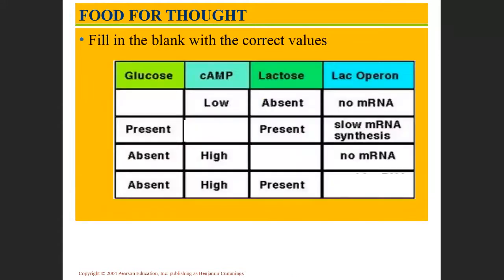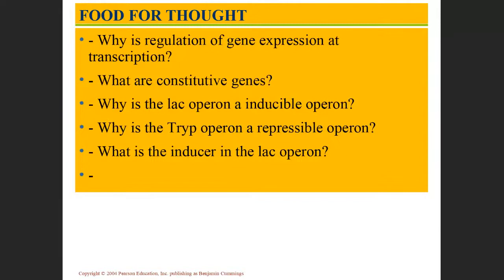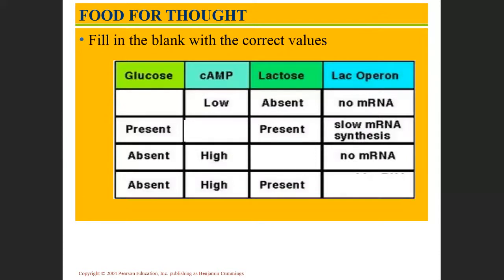So just know what we mean by gene expression being regulated at the transcription level, know what constitutive genes are, and what an inducible operon is versus a repressible operon. Remember the two examples we have for each. The inducer in the lac operon is lactose, the repressor in the trp operon is tryptophan. And then given any of these scenarios, you should know what's happening.